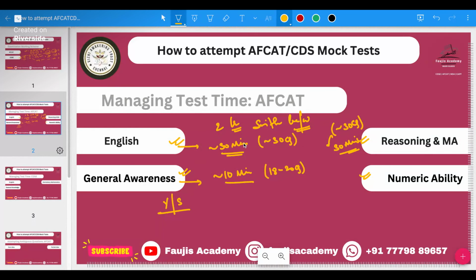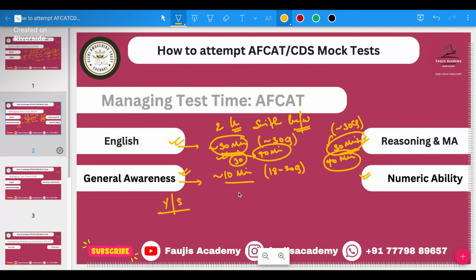Okay, if not, let us say you are a little weak in English and you want to extend it a little bit further, so this 30 minutes can be made 40 minutes, right? And over here, accordingly adjust your timing for reasoning and military aptitude. And let us say you are good with English but not so good with reasoning, so in that case you might want to invest 40 minutes of your time over here and some 25-30 minutes of your time over here.